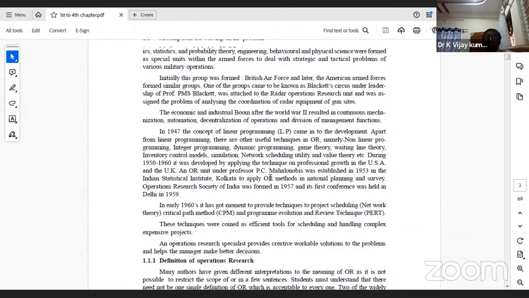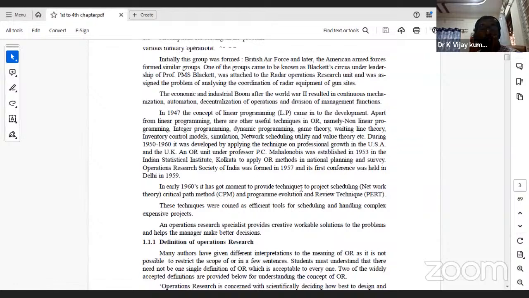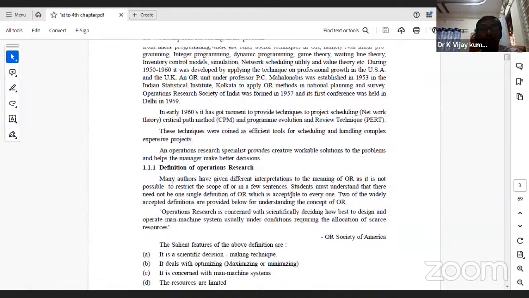In the early 1960s there was a movement to provide techniques of network theory, project scheduling, and CPM, the critical path method, and programming evaluation and review technique, PERT, as part of it. These techniques were coined as effective tools for scheduling and handling complex, expensive projects. Operation research provides creative, workable solutions to the problems and helps managers make better decisions here.